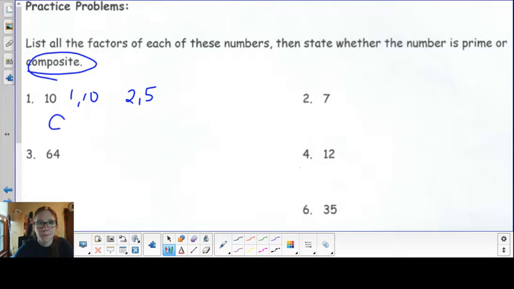Alright, 7. 1 goes in. Got 1 and 7. 2, no. 3, no. 4, no. 5, 6, 7. We're back. It's just 1 and 7, so he's prime.